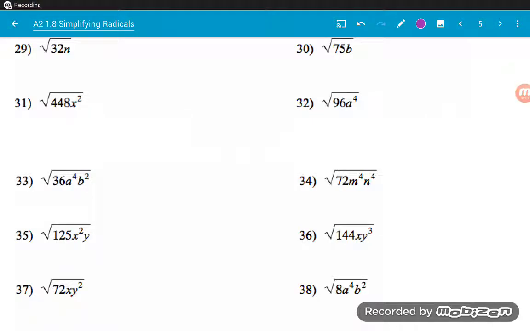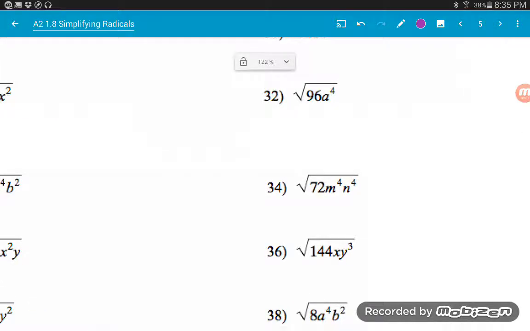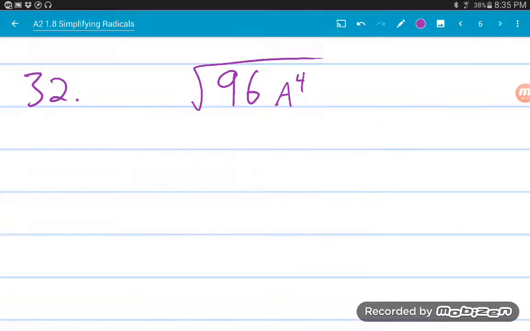Okay, here's a short walkthrough on a couple of examples on lesson number 8, simplifying radicals. I'm going to pick two questions on the back of the sheet that we didn't do, and those are questions 32 and 34. I've already rewritten them on a separate page, so I'll walk you through them.